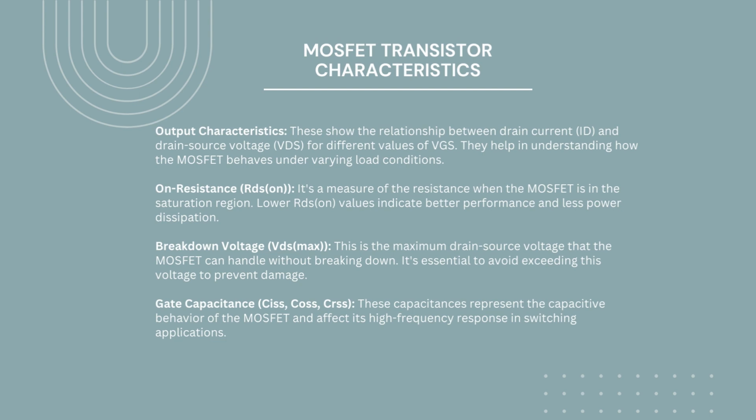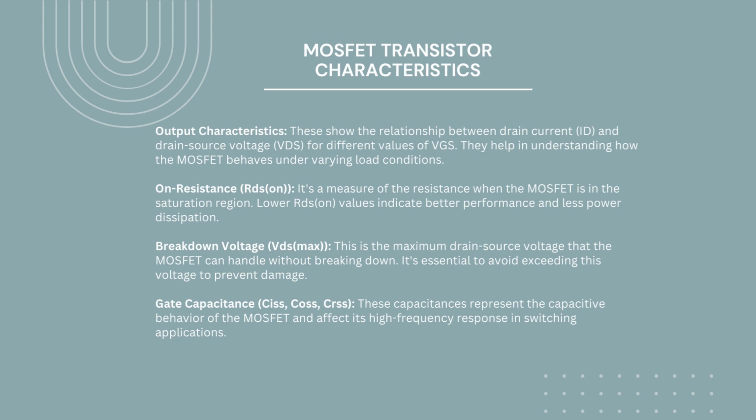One of the very significant terms in the case of a MOSFET is the on resistance. It is a measure of the resistance when the MOSFET is in the saturation region. A lower R on value indicates better performance of the device, and it shows that if the R on is less, then the power dissipation of the device will be less. So, basically R on is measured in the saturation region, and if we have a lower value of R on, then we can say our device is a better device.